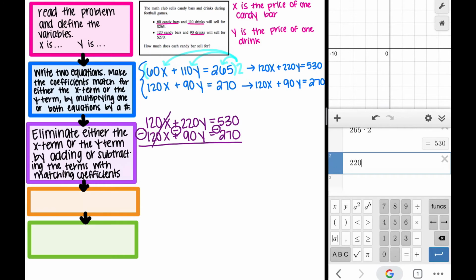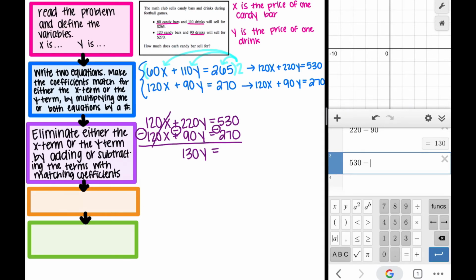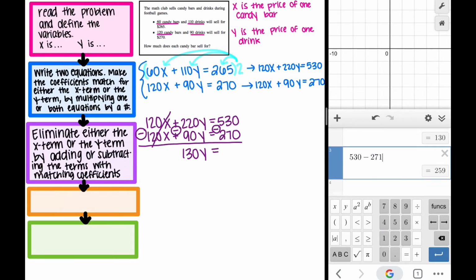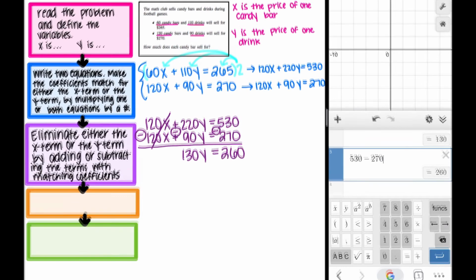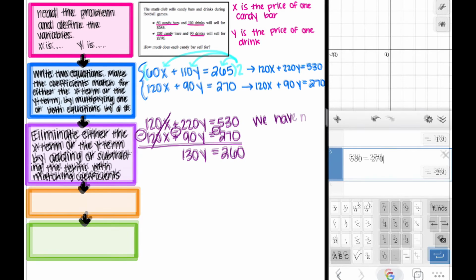220 minus 90 is equal to 130. And 530 minus 270 is equal to 260. Notice that I no longer have an x term in the equation. I only have a y term. This is exactly what we want. We have eliminated the x term.